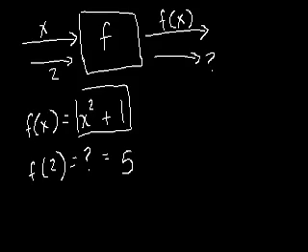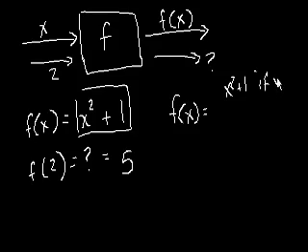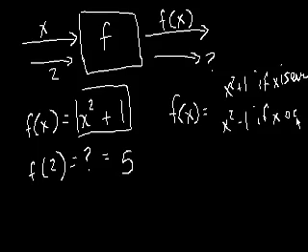For example, let me not erase this. Let me define a function as this: f of x is equal to x squared plus 1 if x is even, and it equals x squared minus 1 if x is odd. Now notice, this is something that we've never really seen before. This isn't just what I would call an analytic expression. This isn't just x plus something squared. We're actually saying, depending on what type of x you put in, we're going to do a different thing to that x.